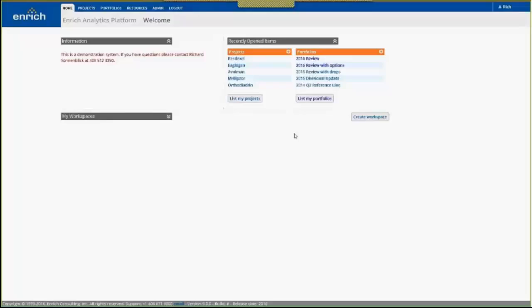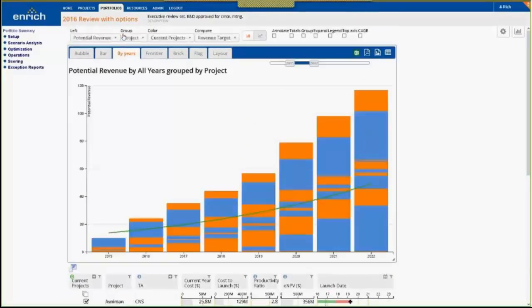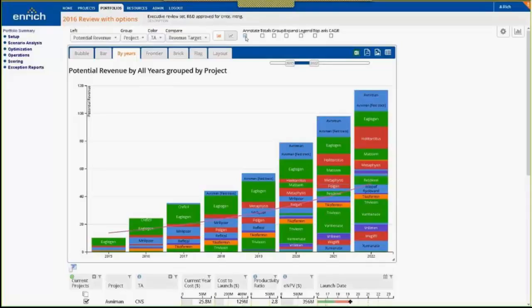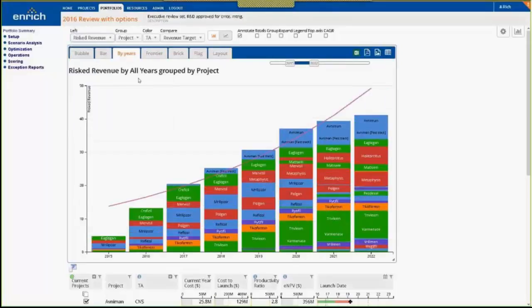Now let's look a little bit further at the ability to not only paint a picture from that innovation landscape perspective, but also looking at the actual revenue that you might have for a given portfolio. So here we're going to be looking at a portfolio, and we're comparing it directly to the revenue target. So we have potential or revenue given success, and you can see we're meeting our revenue target handily. However, we need to look at risk-adjusted revenue. And now we see that we're actually coming up short in the outer years of this time horizon.